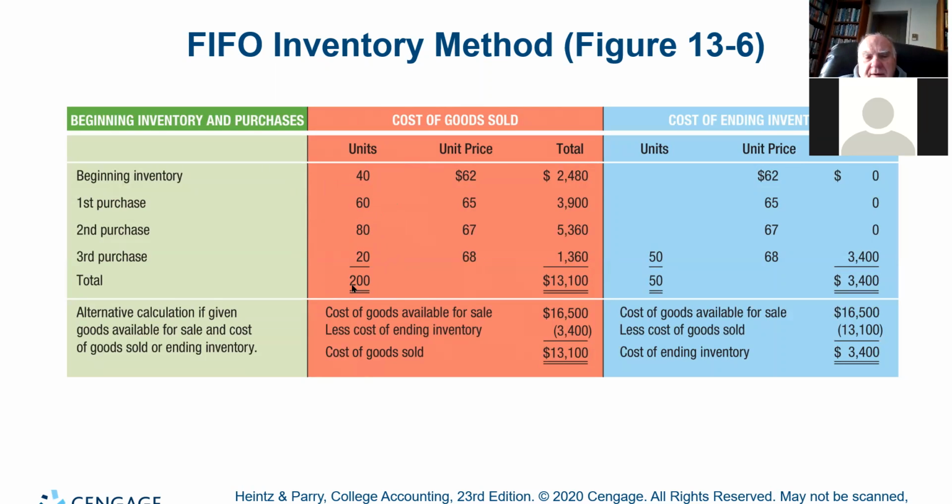If you want to know where they got the $13,100 cost of goods sold, it would be 40 times 62 plus 60 times 65, that accounts for 100. And then they only needed 50 out of the 80, 50 times 67.